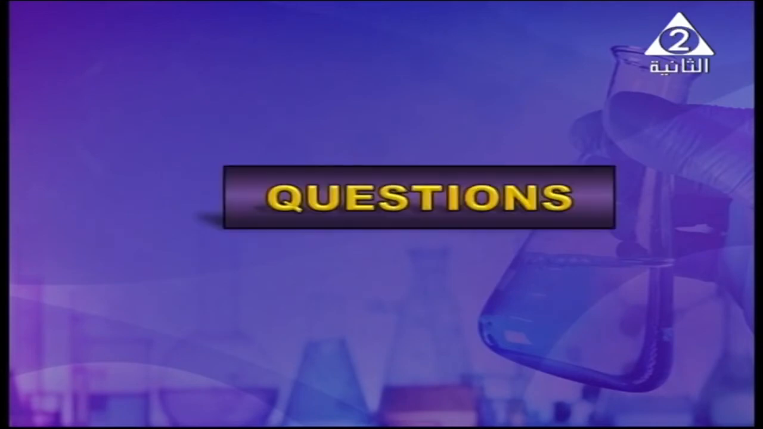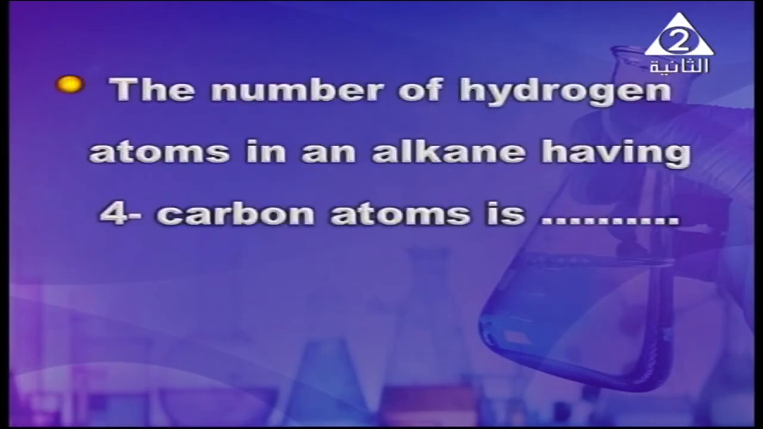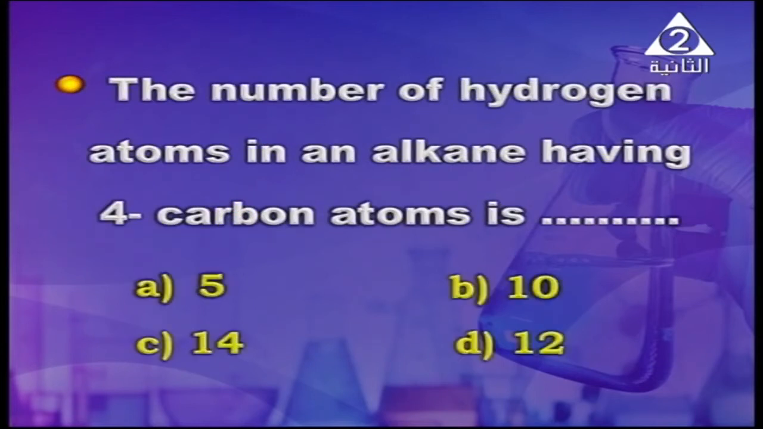Now we are going to discuss some questions. Choose the correct answer. The number of hydrogen atoms in an alkane having 4 carbon atoms is what? 5, 10, 14, or 12? My dear student, you have to apply the general molecular formula for alkanes. Here we use the general formula CnH2n+2, so we can reach the answer. It will be 10.